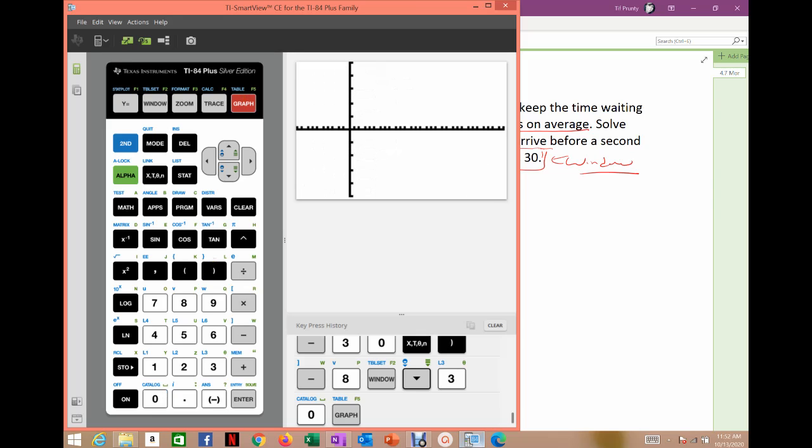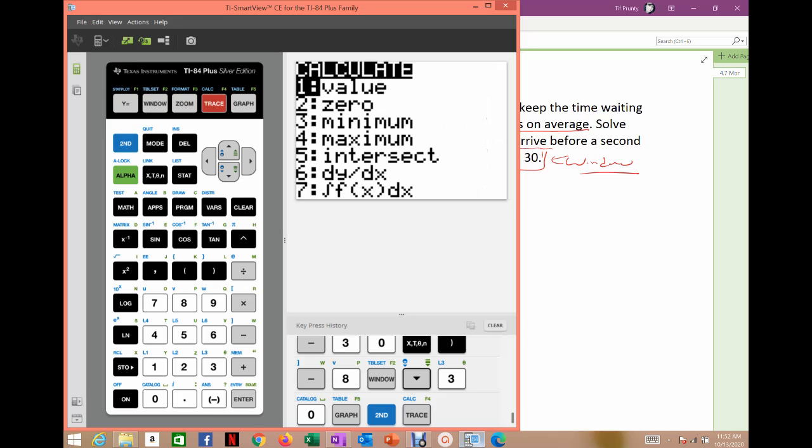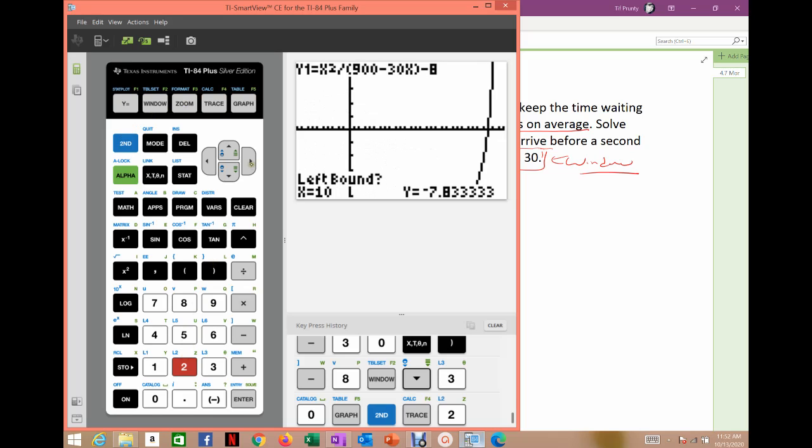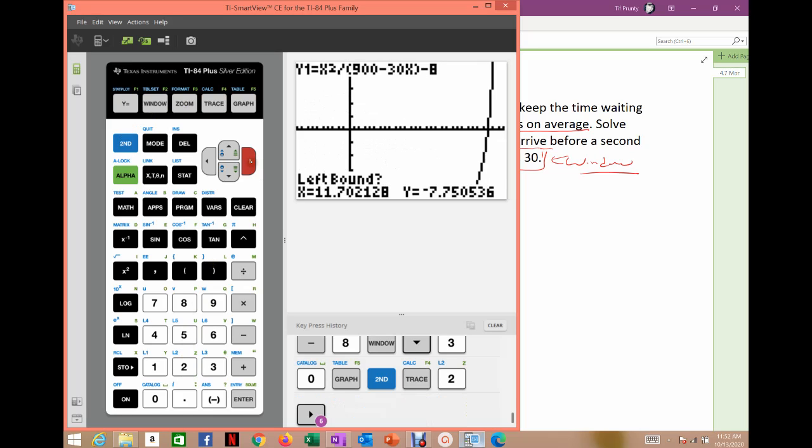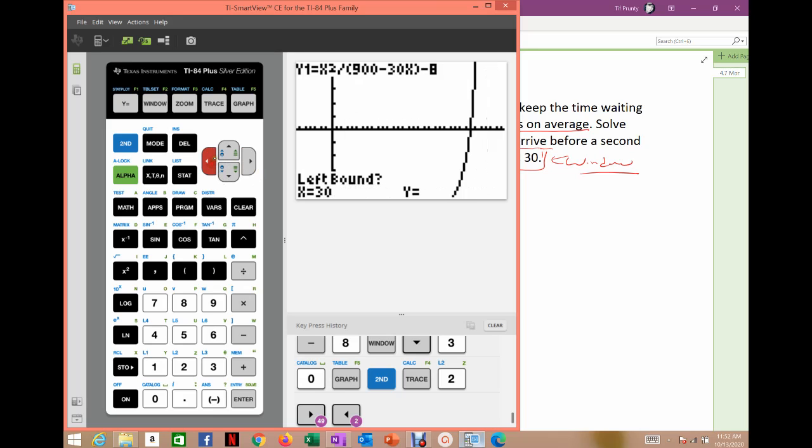And I'm going to hit graph. And there's my 0. That's what I want to find. I need to find my 0. And so I'm going to go to second trace, zero, so pick 2. First curve, second curve, and guess. I know I need to go over towards the end. So it's close to 30. I know the answer should be close to 30. There, I'm finally there. Oops, too far.